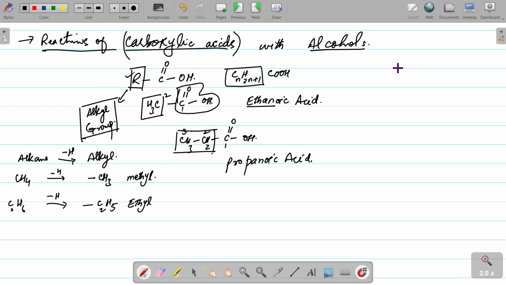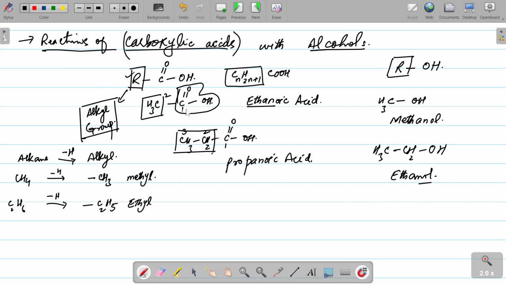Similarly, the general formula of alcohols is ROH. Here again, it's R, which represents alkyl group. So the members of this homologous series will be this one, CH3OH, which is methanol, right? Similarly, if I have two carbon atoms, then that will be ethanol.